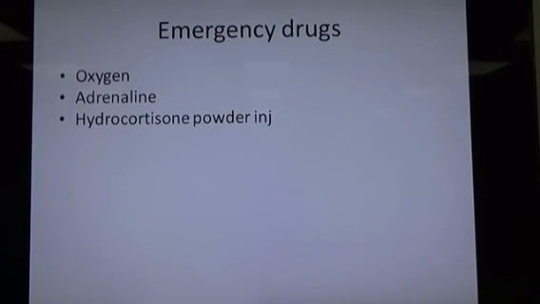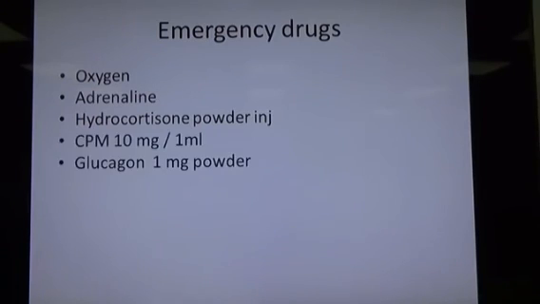Okay. Hydrocortisone injection during anaphylaxis is very effective. It stabilizes the cell membranes and increases heart rate also. I know he is teaching this during BCLS. Glucagon 1 milligram powder. It can increase blood sugar level immediately, because sometimes patients go into hypoglycemia. You should have glucose or sugar with you in emergency.